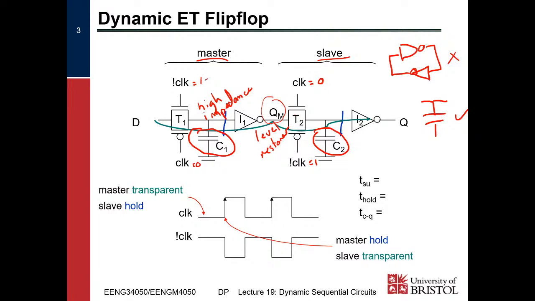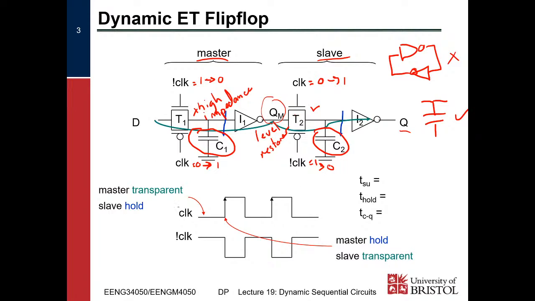Then we switch our clock round. Not clock goes to 0, clock goes to 1. Therefore, T2 turns on and T1 turns off, meaning our master is now holding the value. So whatever was on C1 before the clock edge stays there. It's pushed through I1 and inverted, through T2 because T2 is now transparent, into C2. So C2 now gets charged to whatever was on QM. And then also through I2 to Q, right?